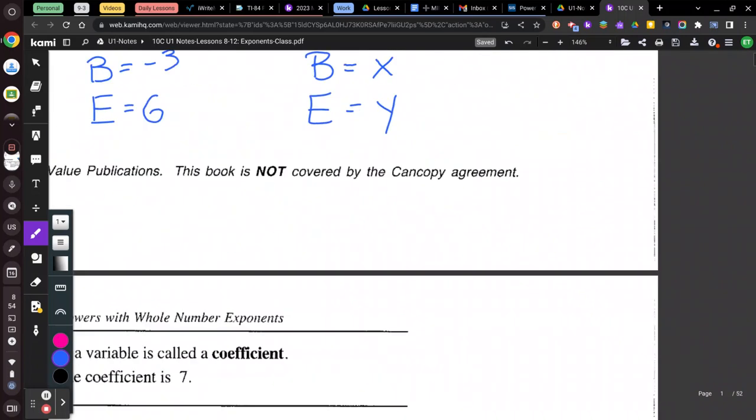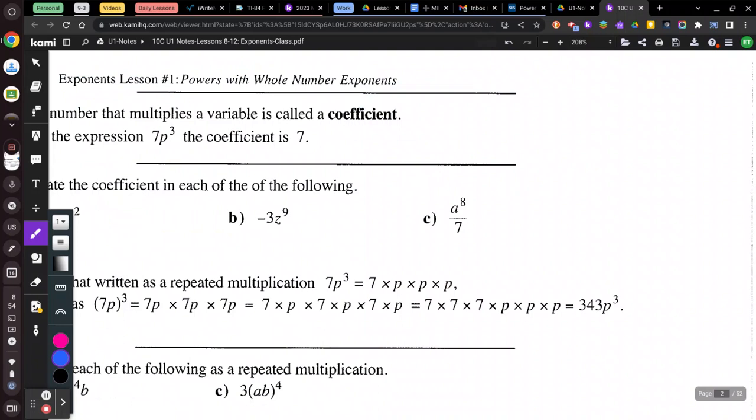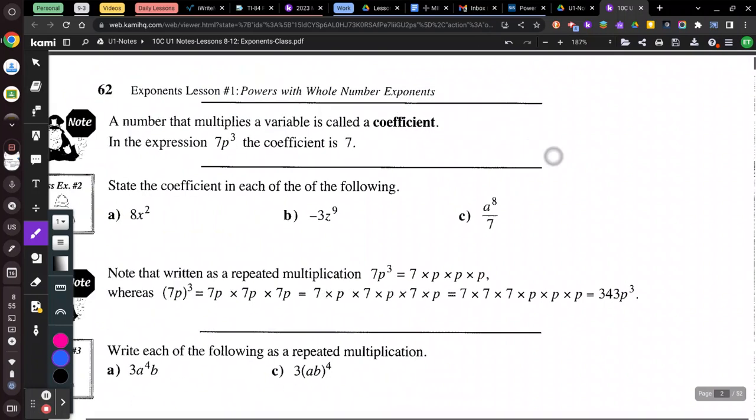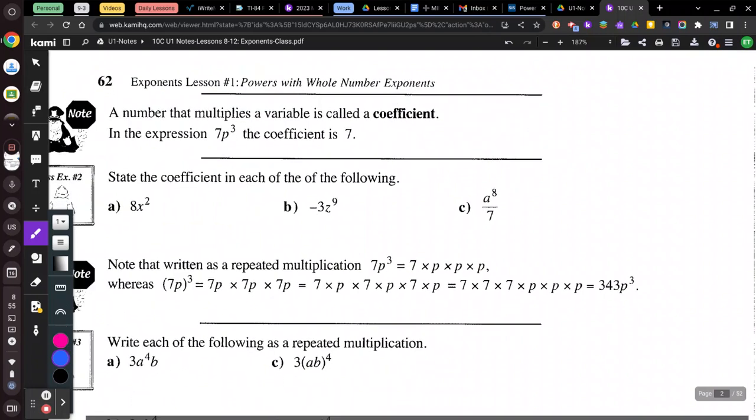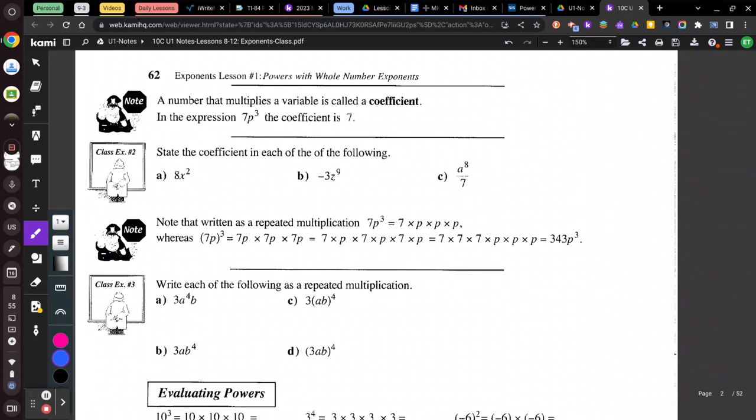Turn your page. Whoa, not increase it. Okay, let's unzoom that sucker. Come on. Let's go into here. Let's see if it'll fix. There we go. Okay, page 62.